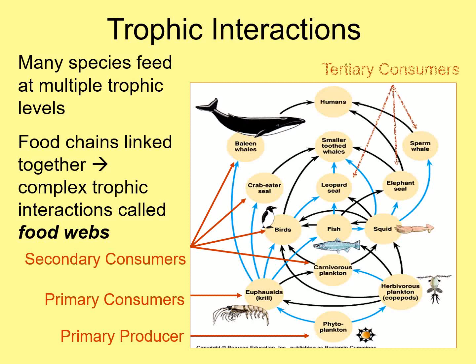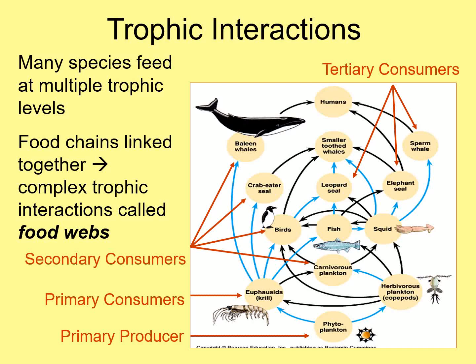But here's where it starts to get a little bit tricky. Fish are another good example of a secondary consumer. So are the squid, although you could make the argument that the squid may also be tertiary consumers if you follow the arrows from the phytoplankton to the copepods to the carnivorous plankton to the squid. That's 4 levels and not 3. So depending on which pathway you follow, leopard seals could be tertiary consumers, or they could be considered quaternary consumers.